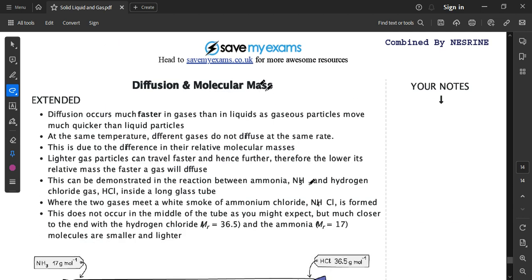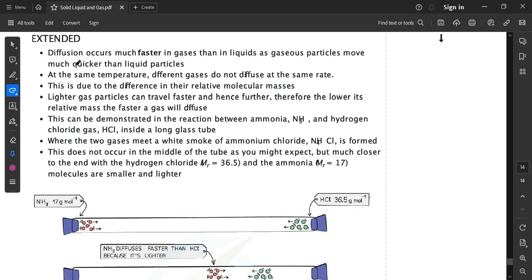Diffusion and molecular mass. This again is for extended. Diffusion occurs much faster in gases than in liquids, as gaseous particles move much quicker than liquid particles. At the same temperature, different gases do not diffuse at the same rate. This is due to the difference in relative molecular mass. Again, you have to pay special attention to molecular mass because it will help you further in your chemistry, such as moles, and a video will be coming on that soon.